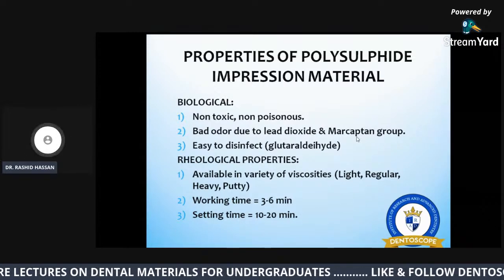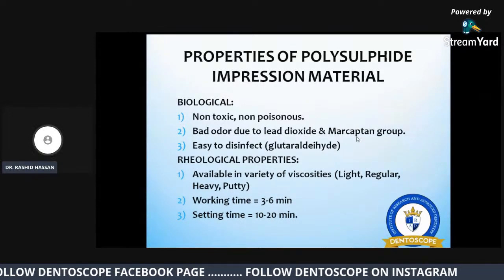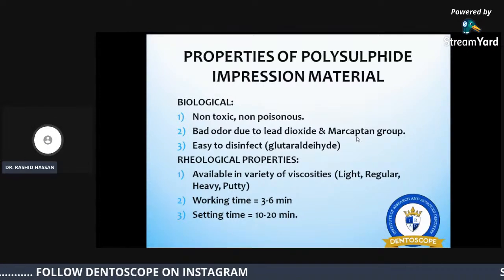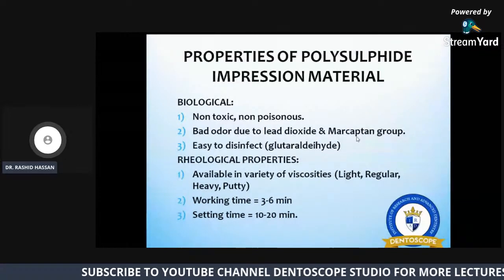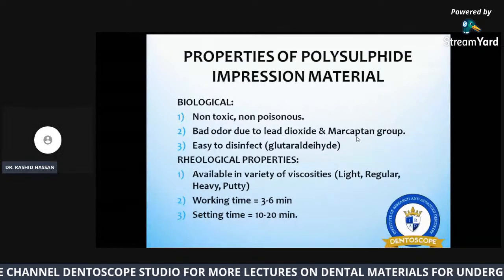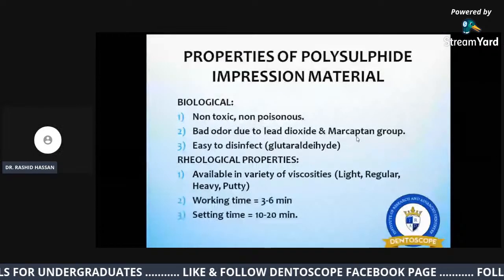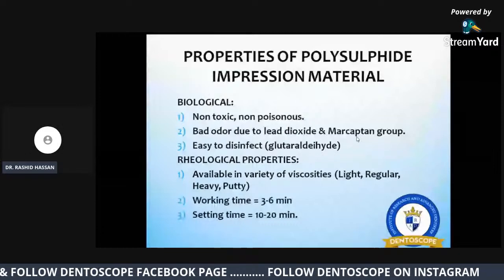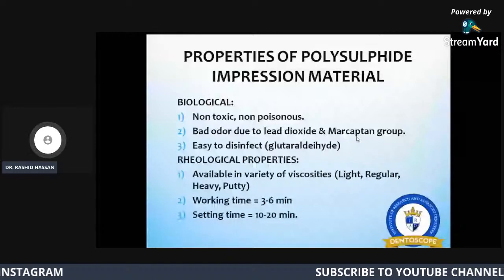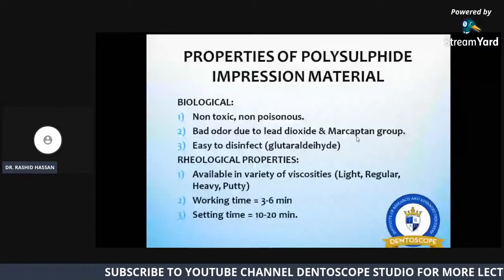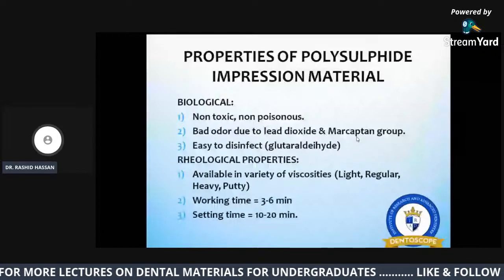So working time is 3 to 6 minutes. Okay, that is good working time. It's good for the dentist that the working time is about 3 to 6 minutes, because it makes it very easy not only for the dentist but also for the technician who is mixing it. So he can take his time to mix the material very easily. So the dentist can keep the oral cavity dry and prepared for the impression tray in 3 to 6 minutes. But the problem arises here in the setting time.